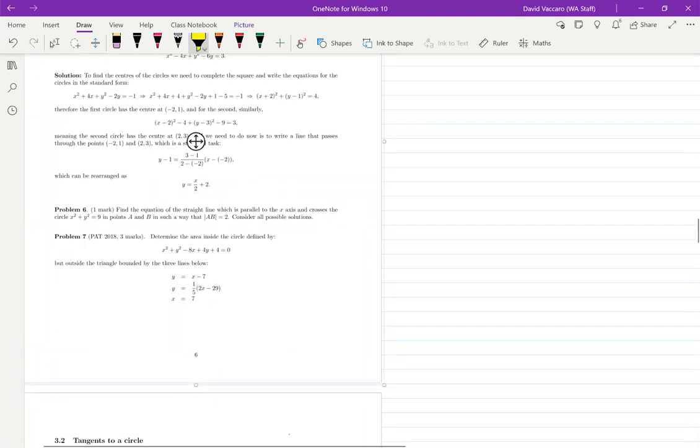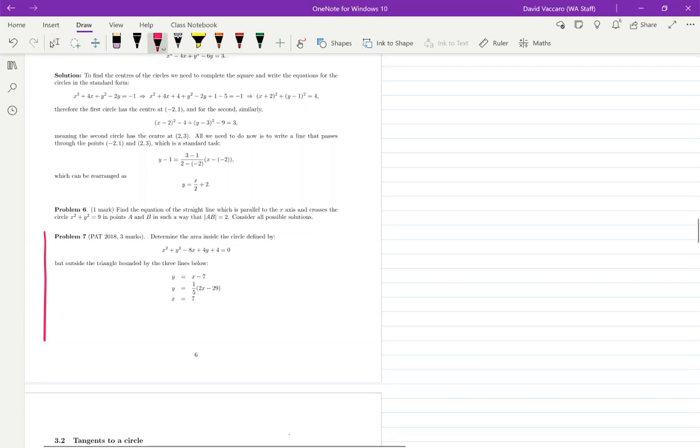Okay, I'm now going to look at problem number 7, which people asked me to look at. And so it says, determine the area inside the circle defined by x squared plus y squared minus 8x plus 4y plus 4 equals 0, but outside the triangle bounded by y equals x minus 7, y equals 1/5 (2x minus 29), x equals 7.